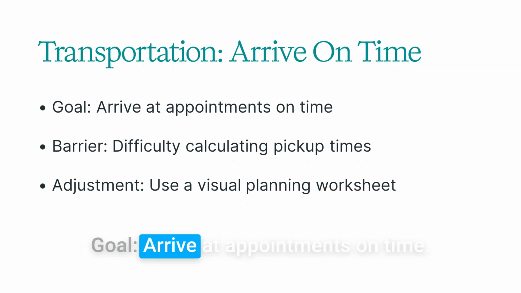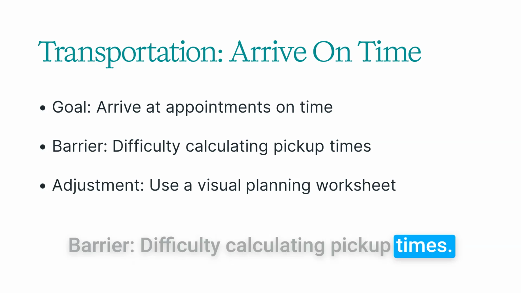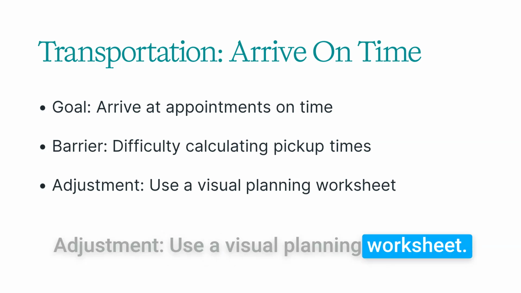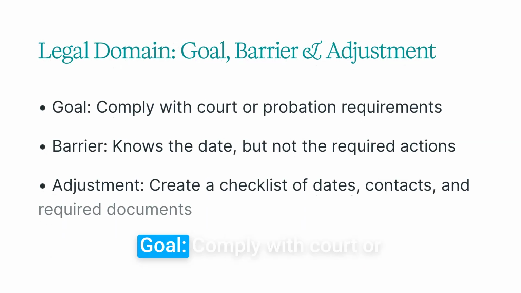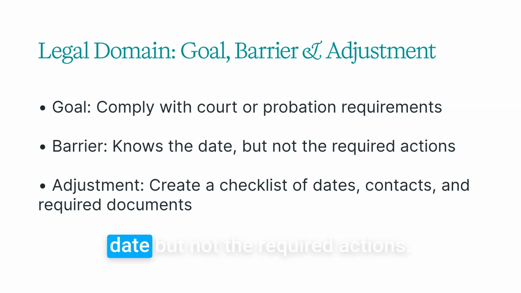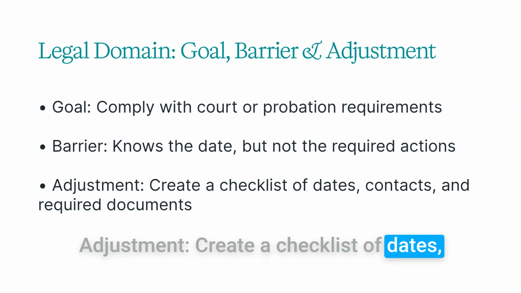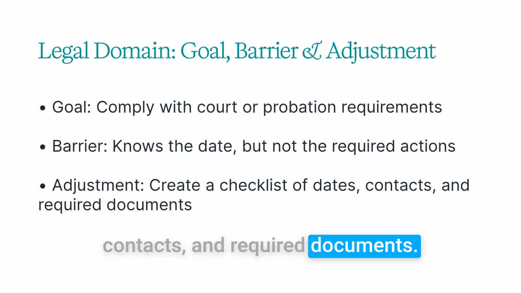Transportation. Goal: arrive at appointments on time. Barrier: difficulty calculating pickup times. Adjustment: use a visual planning worksheet. Legal. Goal: comply with court or probation requirements. Barrier: the recipient knows the date but not the required actions. Adjustment: create a checklist of dates, contacts, and required documents.